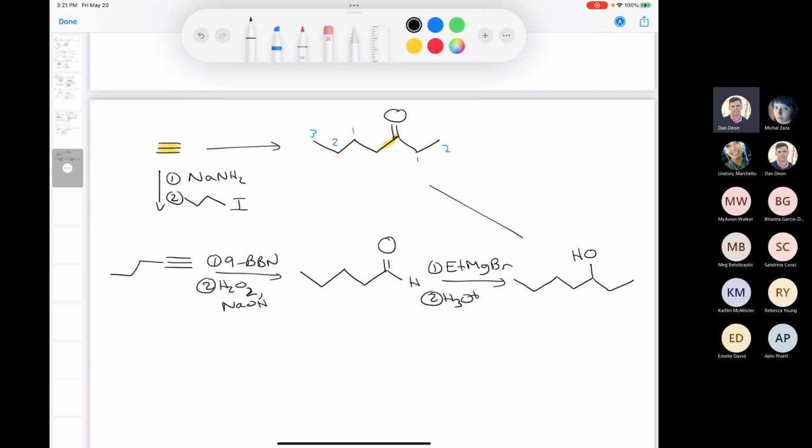And in order to convert that to the ketone, we could use Swern oxidation, Dess-Martin periodinane, PCC, or chromic acid. So I'm just going to use a Swern just for fun. So first step is dimethyl sulfoxide and oxalyl chloride. And then in the second step, we treat it with triethylamine. And again, this is the Swern oxidation or Swern reaction.